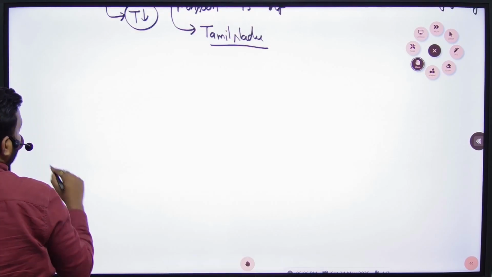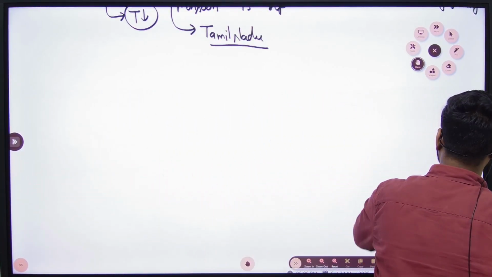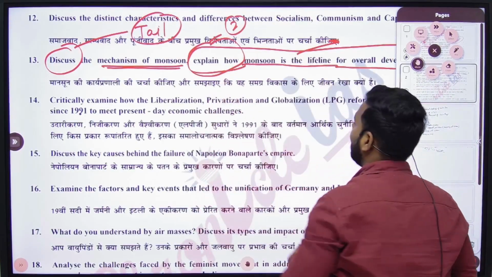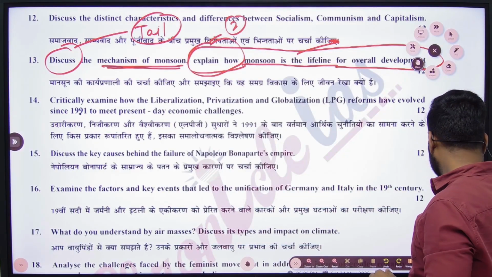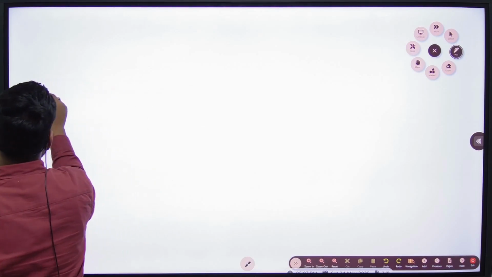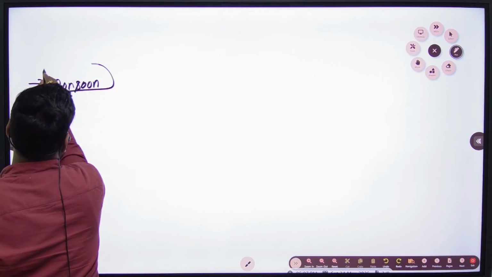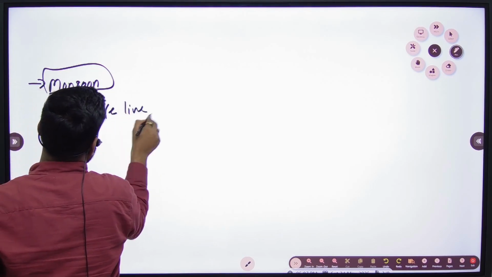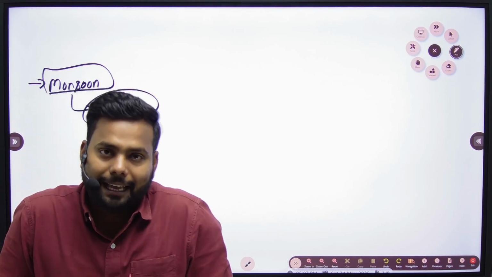What is the impact, and explain how the monsoon is the lifeline of overall development. So we are just going to discuss how the monsoon is the lifeline of overall development. We all know that India is an agrarian economy.